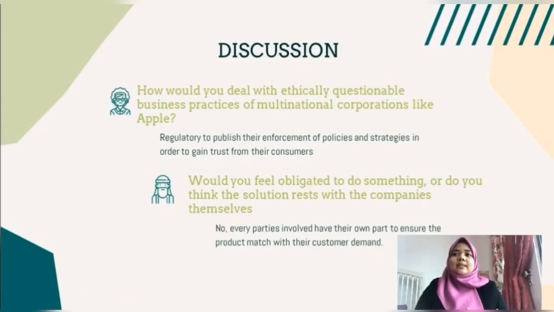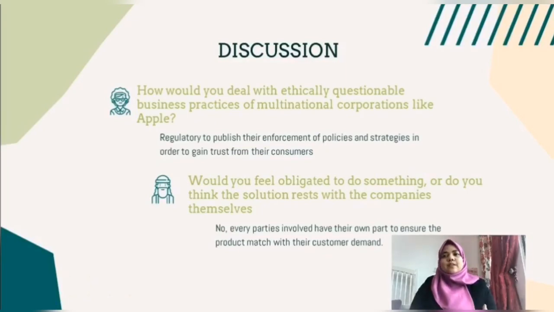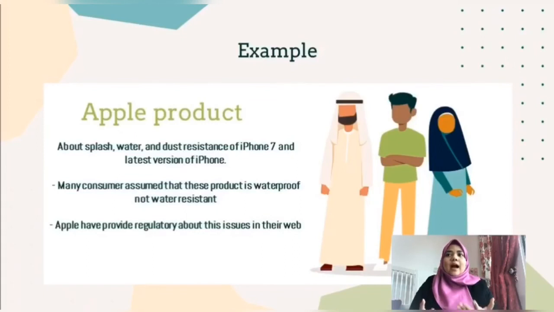So, one way to deal with ethically questionable business practices of a multinational corporation by a third-party regulating body is that regulators should publish their enforcement of policies and strategies. This is to ensure that all the parties involved are well informed about the policies and strategies made by the company. As a consumer, they also feel secure and trust the company when there is proper regulation before consuming any product. For example, Apple launched the iPhone that is water resistant, not waterproof, but most people understood that the product can be used as if it is waterproof.